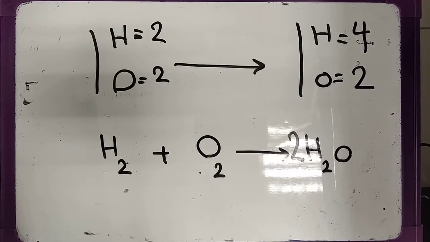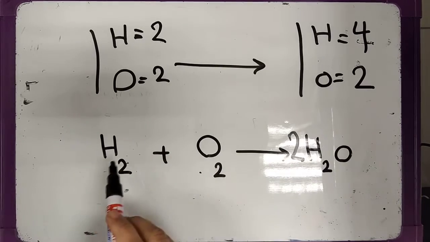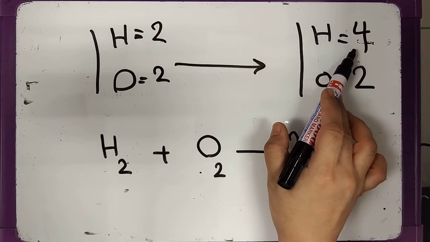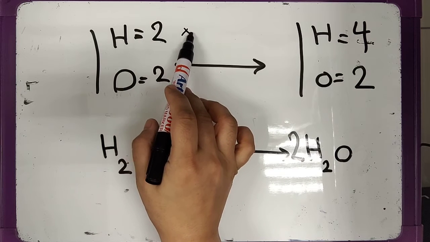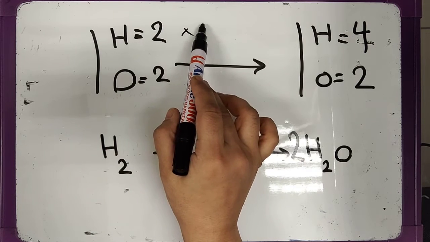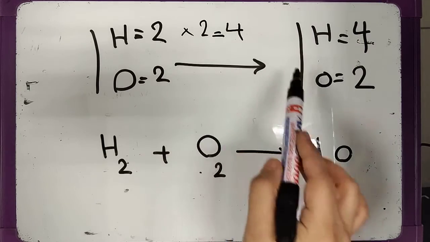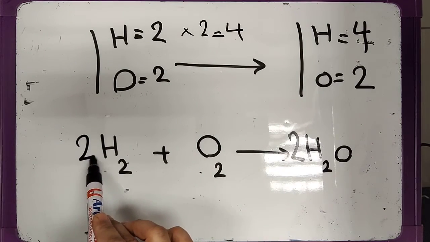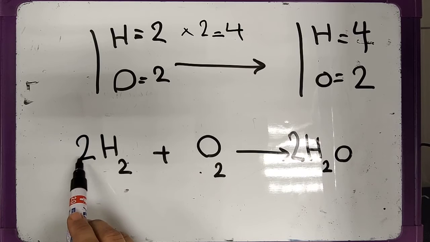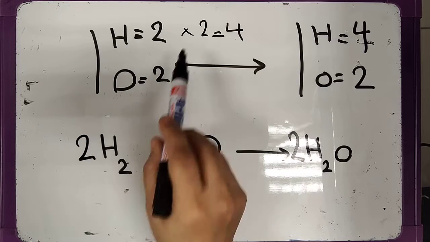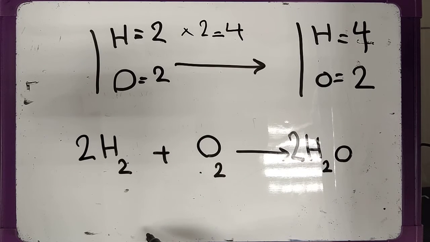In step 4, we should keep balancing in this way, one type of atom at a time, until all the atoms are balanced. For example, now we have 2 hydrogen on the left. If I multiply this number of hydrogen atoms by 2, I will have an equal number of hydrogen on both sides. So I put a coefficient 2 in front of H2, so it becomes 2 times 2, which is 4 atoms. Now this equation is balanced.